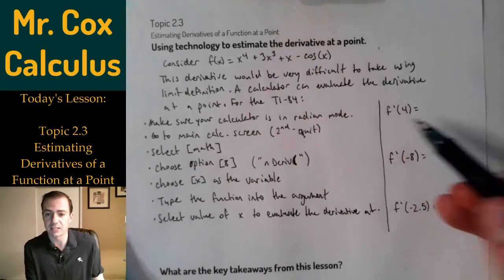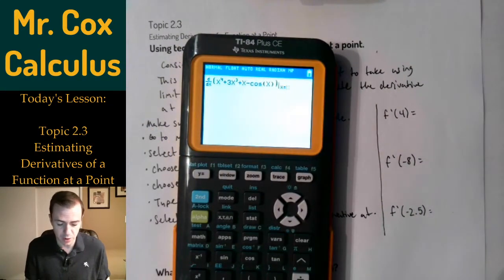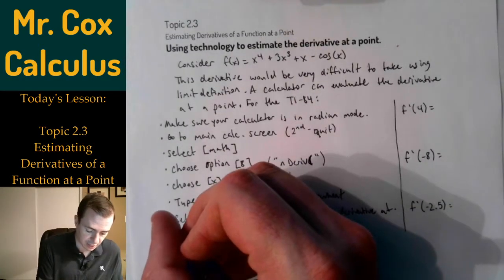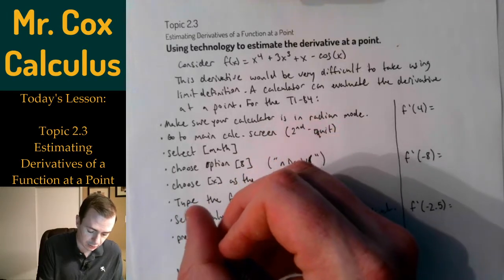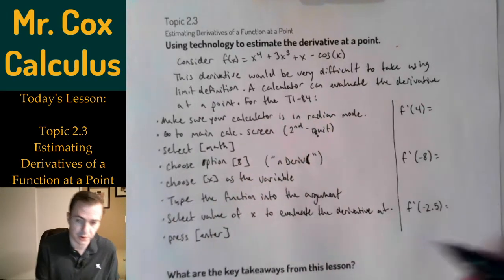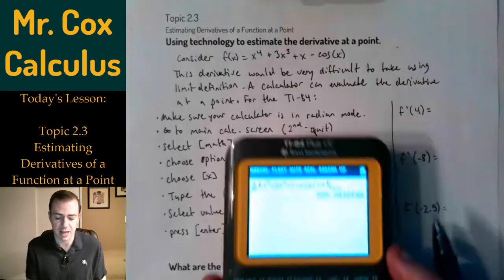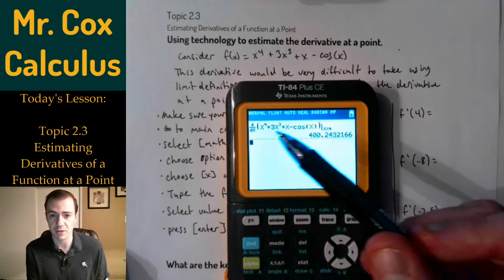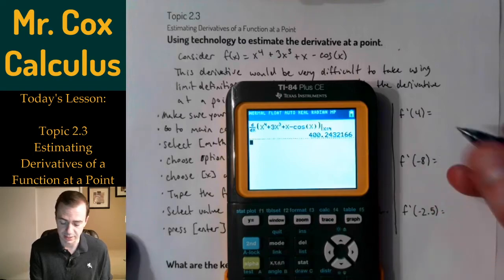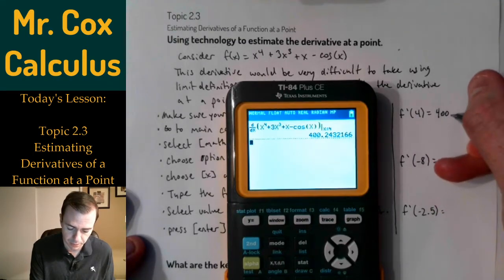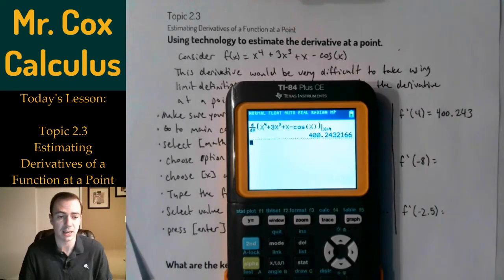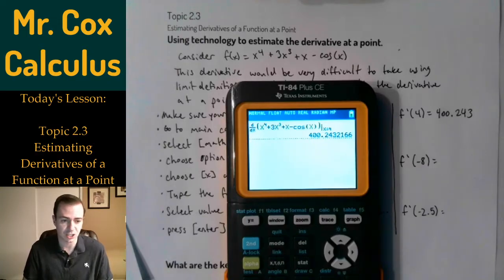And so for the first case, it's going to be f prime of 4. So I want to evaluate this derivative at 4 and then press enter, and there's our answer. For the sake of this class, I prefer to round to 3 digits. So if I look, this is taking the derivative of this function at x equals 4. So I can say f prime of 4 is 400.243, which also means, because that's positive, it's increasing. And in fact, it's increasing pretty steeply at that point if the rate of change is just over 400.